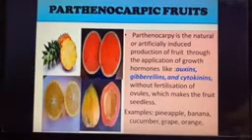So again, the definition is very important. You should remember that parthenocarpic fruits are those which develop without fertilization of ovule, right? As the ovules are not fertilized, they will not be converted into seeds, and as they are not converted into seeds, the fruits are seedless, right?